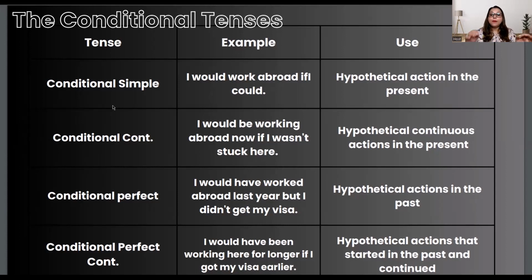Conditional perfect, hypothetical actions in the past. I would have worked abroad last year, but I did not get my visa. So hypothetical actions in the past. And then conditional perfect continuous, hypothetical action that started in the past and continued. I would have been working here for longer if I got my visa earlier.